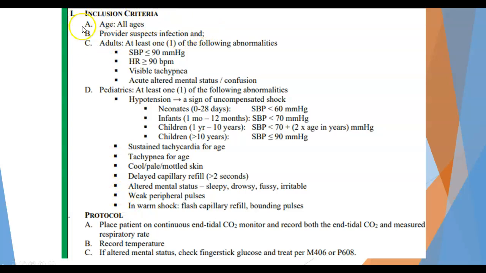So we have this big list of inclusion criteria, and it looks probably pretty familiar to what we talked about at the very beginning, which was SIRS. So this is SIRS criteria. So now we're looking at them thinking that, okay, maybe they're having an inflammatory response of some sort based on our assessment.